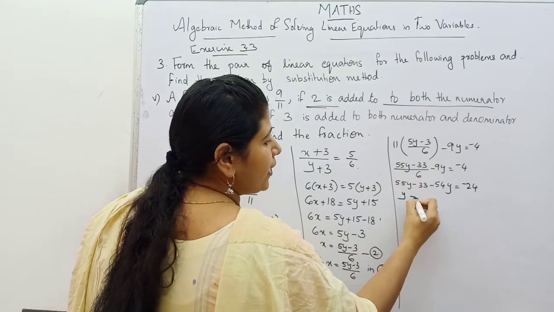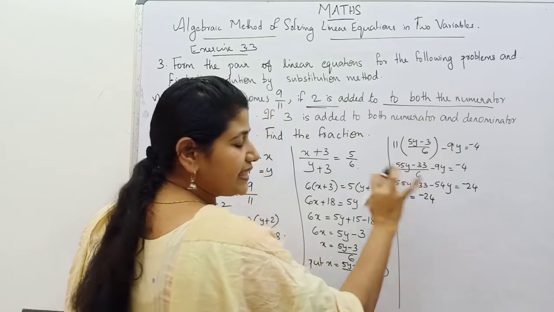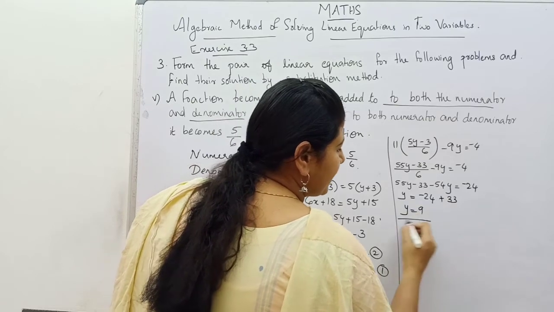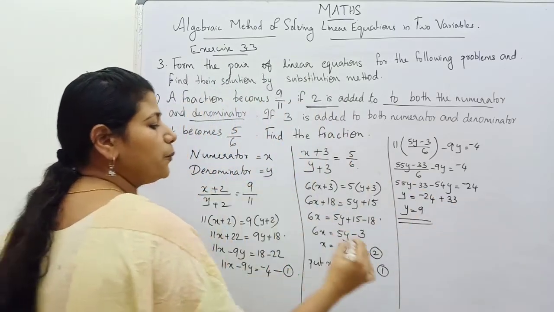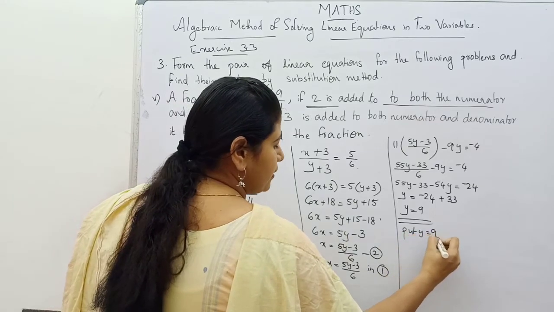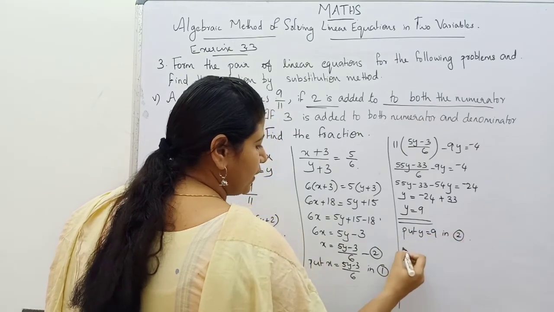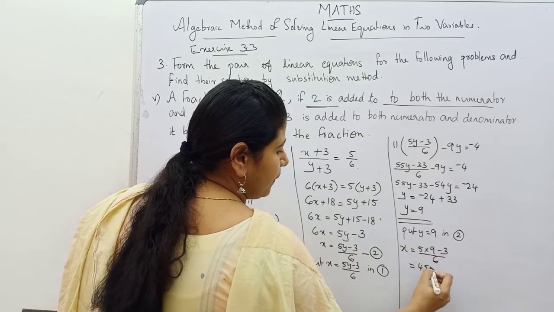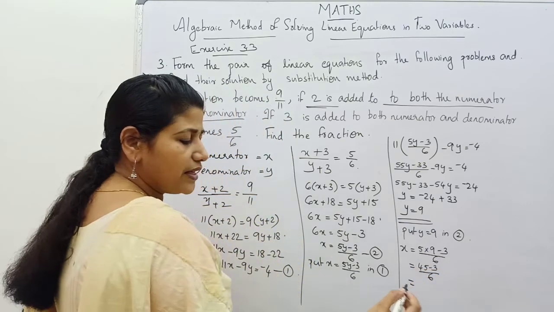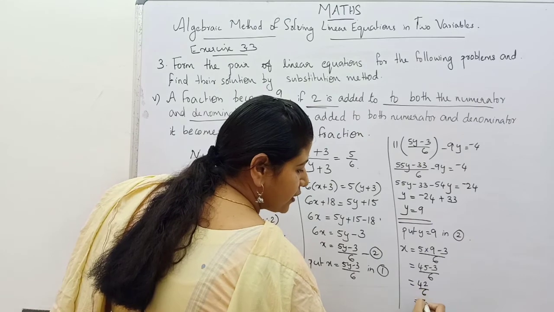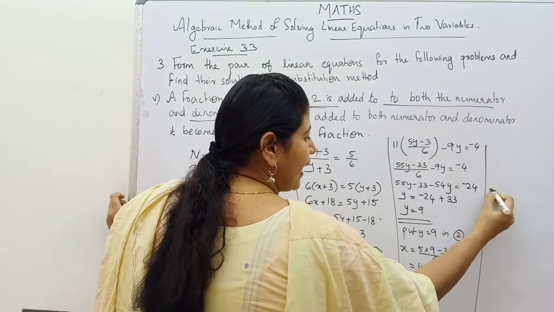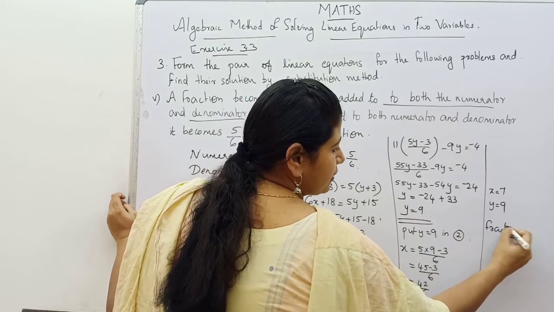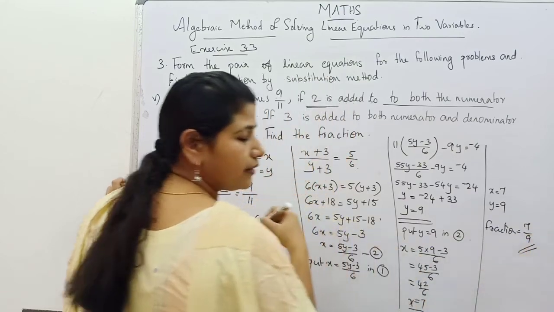That means y equal to this negative 24 is there. I am taking this negative 33 to that side. It will become plus 33. And you will get y as 9, 33 minus 24 is 9. Now put this y equal to 9 in which equation? Second equation. So you will get x is equal to 5 into 9 minus 3 by 6. 9 into 5 is 45 minus 3 by 6. 45 minus 3 is 42. 42 by 6 is 7. So your answer is 7. So you got x as 7 and y as 9. So your fraction is 7 by 9. Okay.